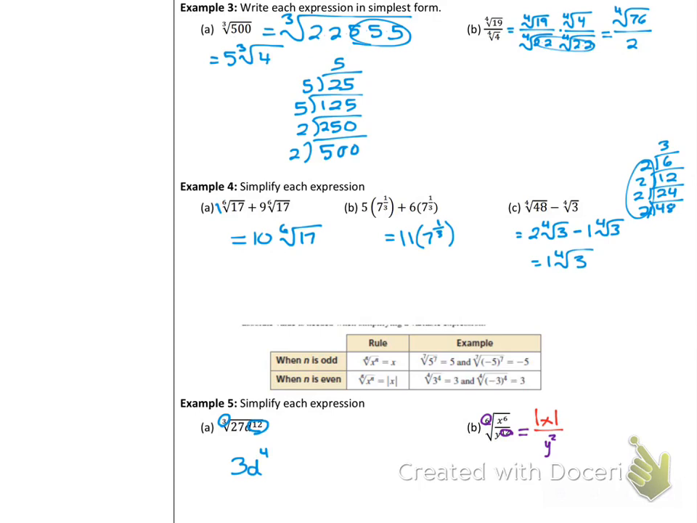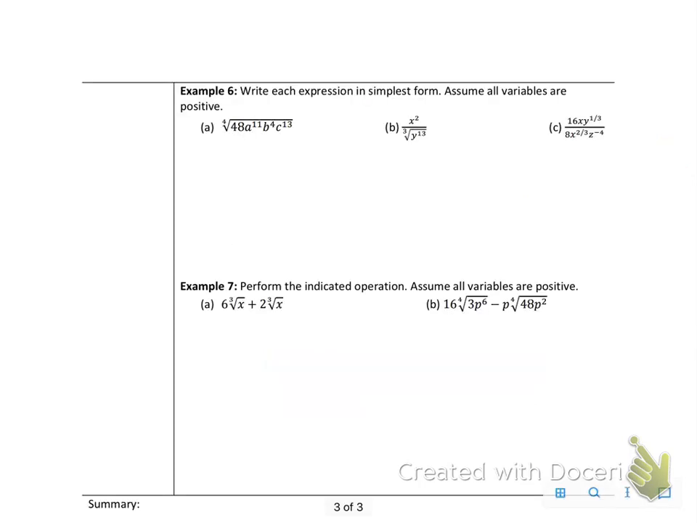Let's go to the next page. Write each expression in simplest form, assume all variables are positive. By assuming all variables are positive, I don't have to worry about the absolute value bars anymore. If it doesn't say that, though, then you have to put your absolute value bars.